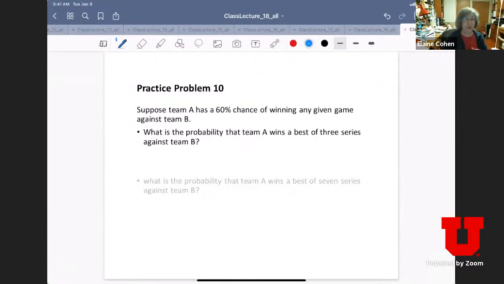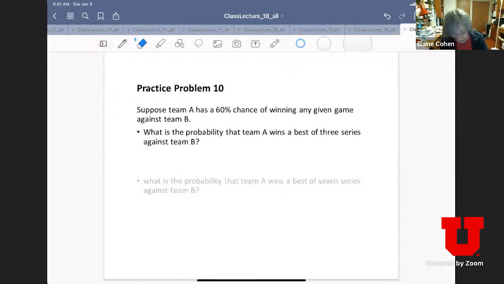Let's do 10, and then we'll go back and catch some more. Suppose Team A has a 60% chance of winning any given game against Team B. What's the probability that Team A wins the best of 3 series against Team B? Okay, so what's the probability he wins? Well, how many games will they play in a best of 3 series?